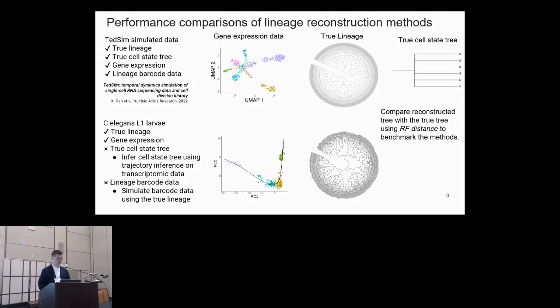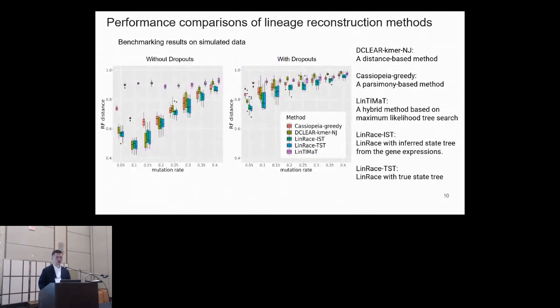To benchmark these methods, we selected a few, including two methods called DeClear and Cassiopeia, which are some of the top performers in the recent DREAM challenge about lineage reconstruction and use only the barcode data. We also have a hybrid method called LinTIMaT, which performs maximum likelihood tree search on the whole tree. And we have two versions of LinRace for simulated datasets: one using the inferred cell state tree from the gene expression, another using the true cell state tree. For RF distance, the lower it is, the closer the reconstructed tree is to the true lineage.